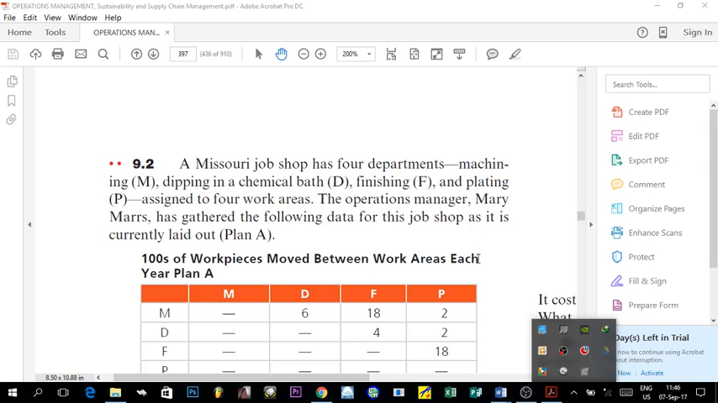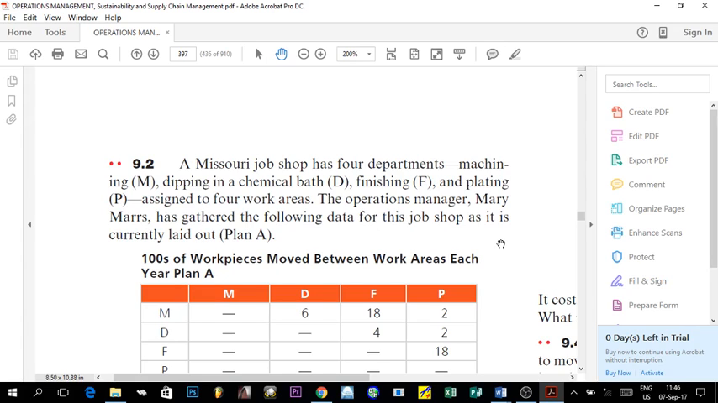Hello everyone, this is another part of the chapter 9 tutorial, but this one is another exercise that we want to do, and this exercise is exercise 9.1 in the 12th edition of Operation Management, Sustainability and Supply Chain Management. It is by Jay Heizer and Barry Render. The exercise that we want to do here is still based on layout decision.